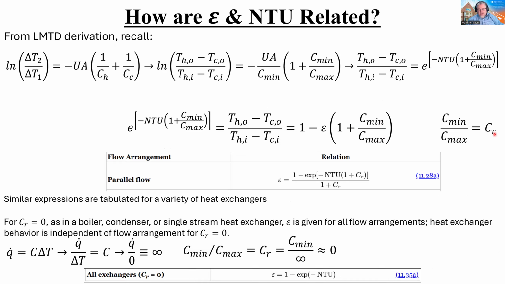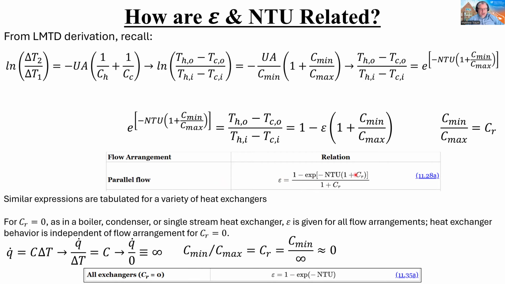And we're just going to write that as CR. So this is now the ratio of heat capacities for the minimum and the maximum, whatever those happen to be for hot, cold, hot, doesn't matter, works either way. And now that I have this relationship between NTU and effectiveness, which is only a function of this heat capacity ratio, I can write this as a simple expression that I can solve for effectiveness, knowing NTU and that heat capacity ratio, right?